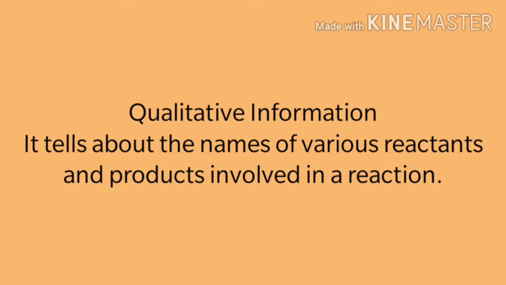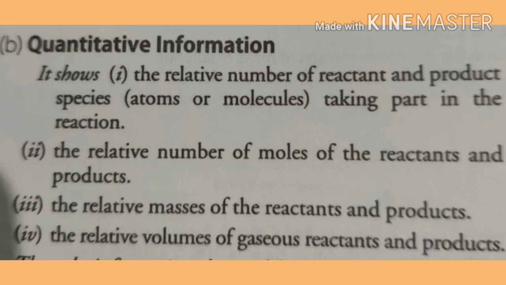For the qualitative information, it tells the names of the various reactants and products involved in a chemical reaction. Now in the quantitative, it shows, number one, the relative number of reactant and product species, that is atoms or molecules, taking part in the reaction. The second point for the quantitative, the relative number of moles of reactants and products. So it gives the idea about how many atoms of the reactant are converting into the product.